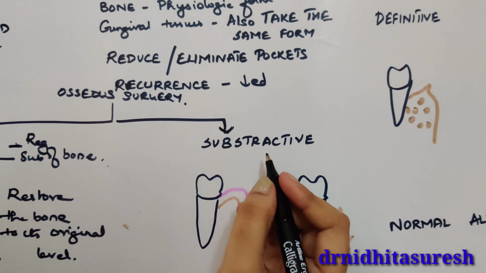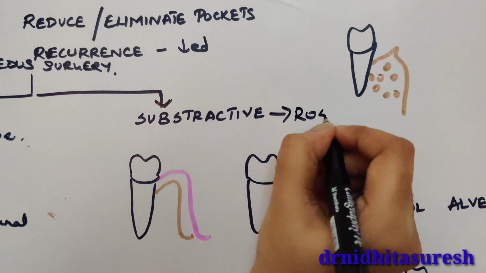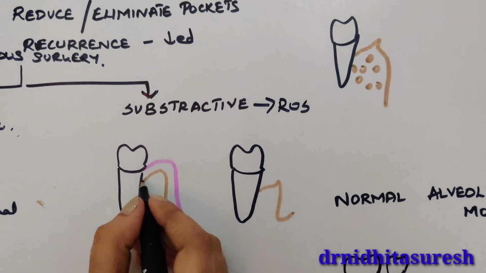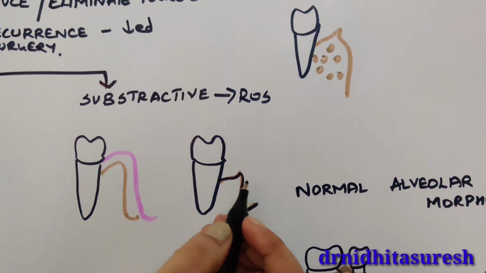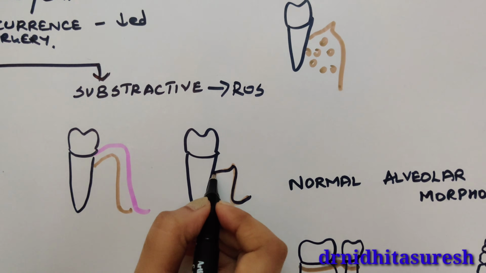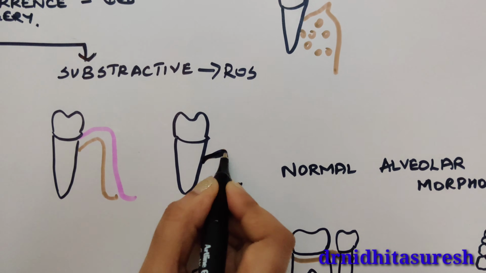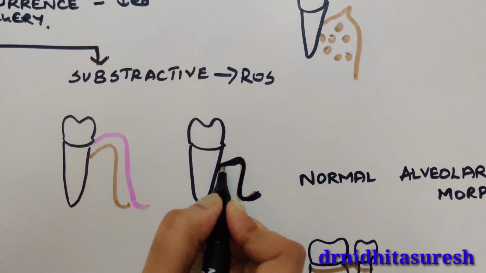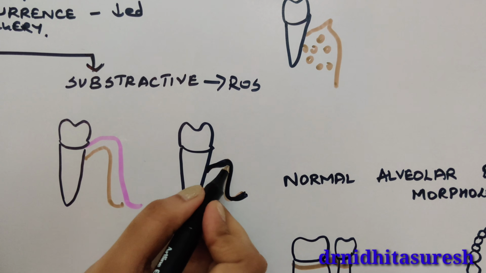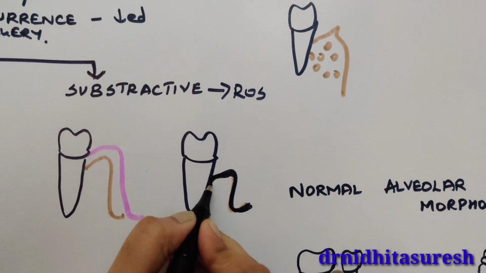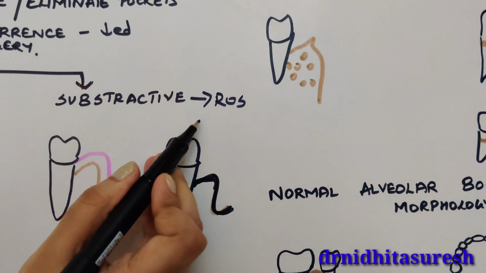Next, coming to what we mean by subtractive osseous surgery, it's nothing but our resective osseous surgery. Here you see that this is a normal healthy bone and here the bone destruction has happened. What we mean by subtractive osseous surgery is that we are trying to restore the form of the pre-existing bone. The form alone we are trying to restore, but not to the original level, but to a level it was present at the time of surgery or slightly more apical to it. This is called subtractive osseous surgery.